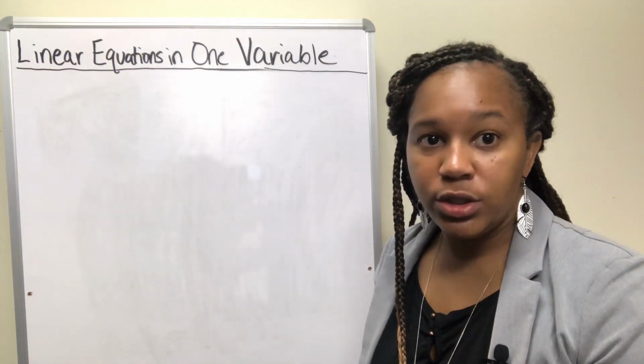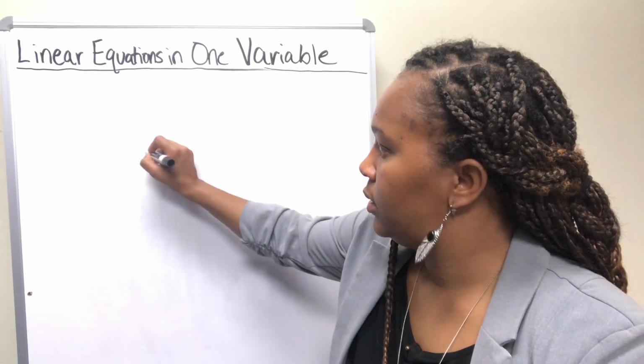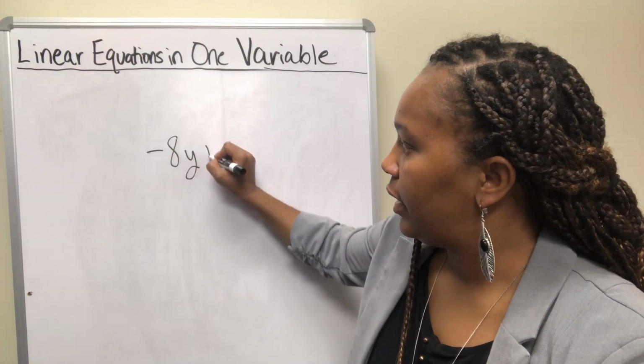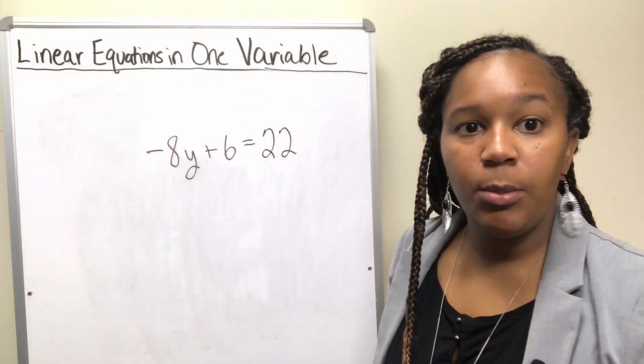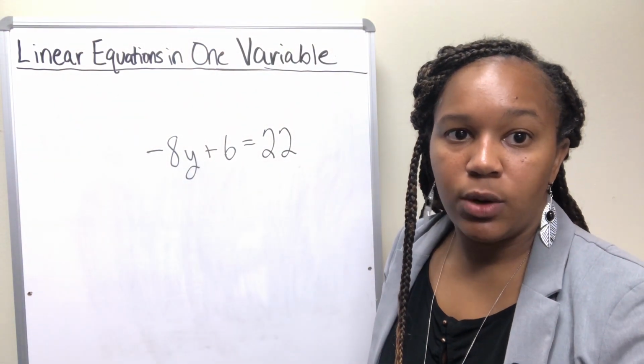Okay, now I want you to try this one. Negative 8y plus 6 equals 22. So take a moment, pause the video, and I want you to try to work this out and see what you get.